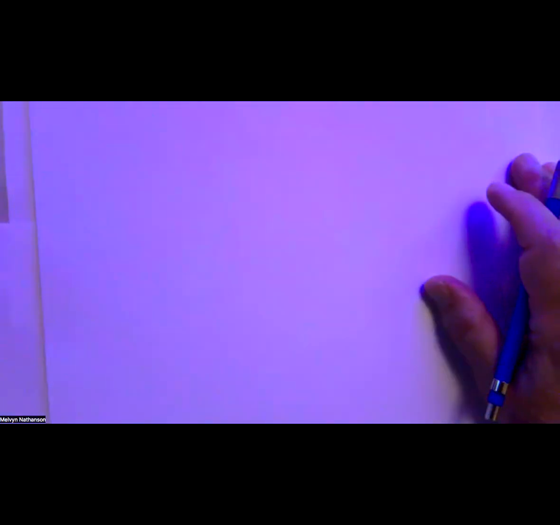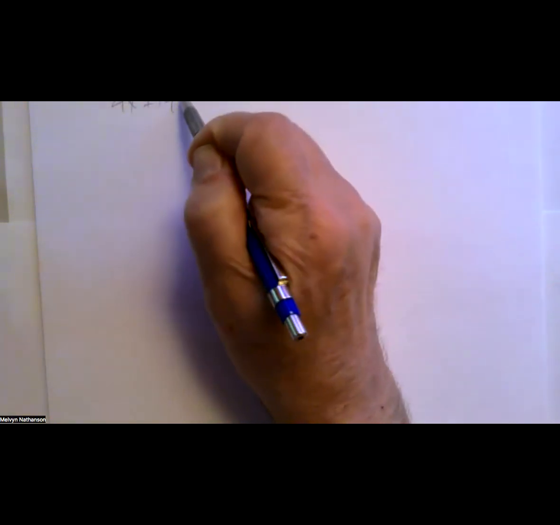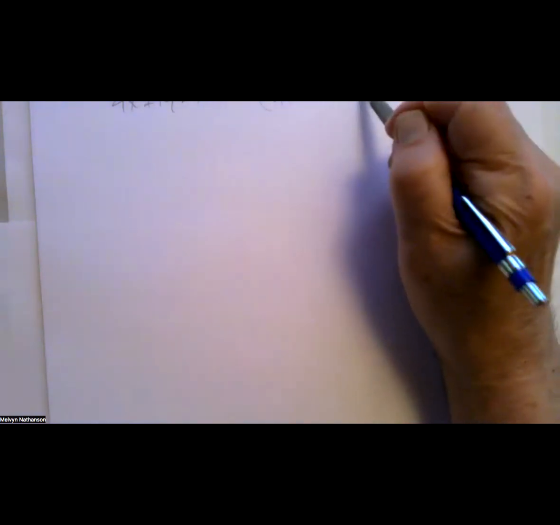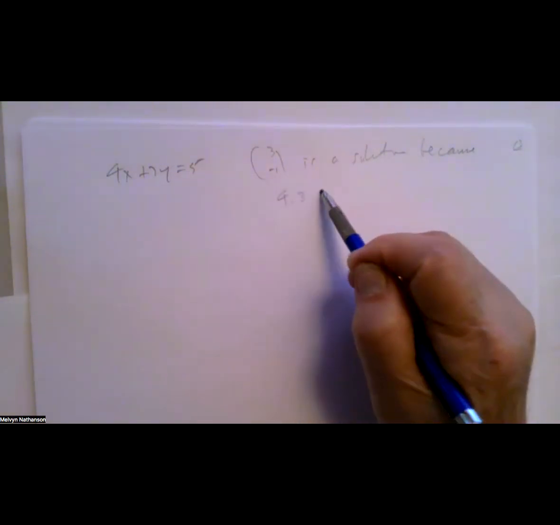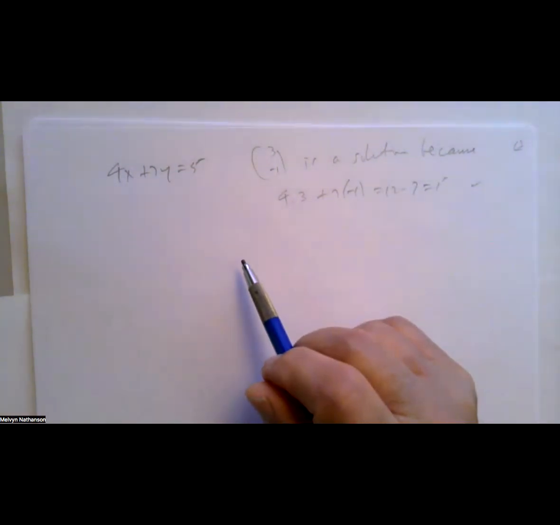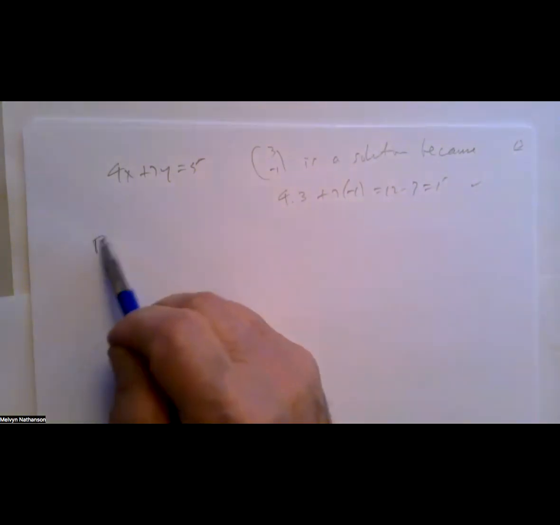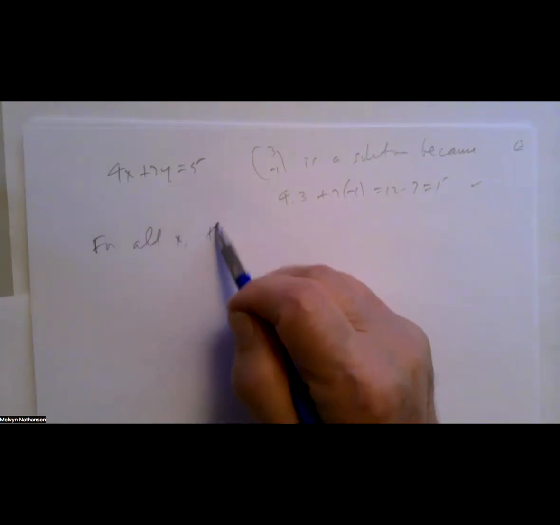So let's go back and look at that simple equation we had at the beginning. 4x plus 7y equals 5. And the vector (3, -1) is a solution, because 4 times 3 plus 7 times minus 1 is 12 minus 7, which is 5. That's a solution. In general, if you fix any x, you can solve this equation for y.